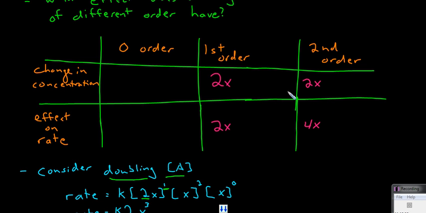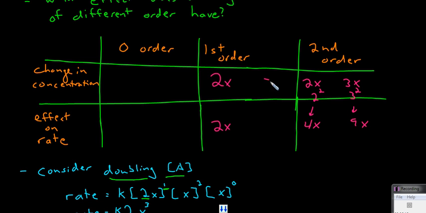Now, what if you were to triple the concentration of this second order reactant? What would happen to the rate? Well, you'll remember that to get to that 4, we took 2 and then we squared it. That gave us 4. If you were to square 3, you would get 9. So by tripling the concentration of a second order reactant, we'll actually multiply the rate of the reaction by 9.